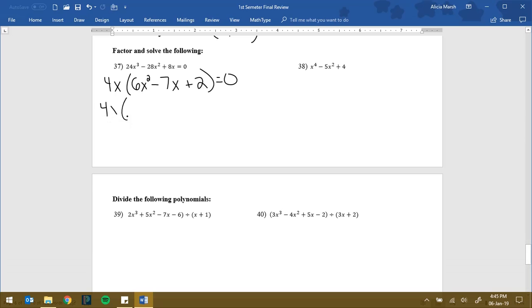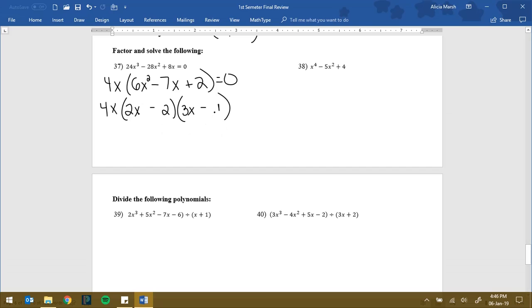It is a trinomial, so I do need double parentheses. Two things that make 6x squared. Probably a 3 and a 2, right? So 2x, 3x. Stuff that makes a 2. 2 and 1. Both negative, it looks like.